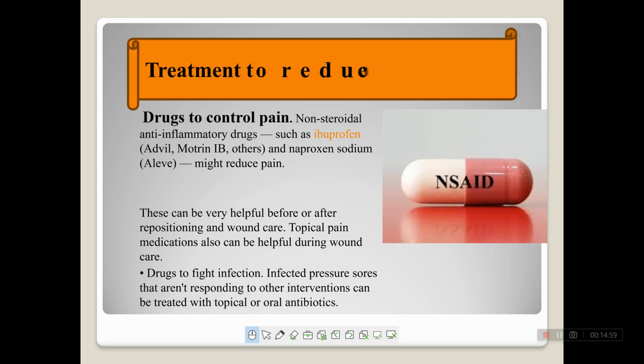And then we have treatment to reduce the pressure sore. Firstly, we give non-steroidal anti-inflammatory drugs such as ibuprofen and naproxen to the patient to reduce the pain and fever. This is very helpful before or after repositioning the patient, and during wound care. During it, it also helps us fight infection.